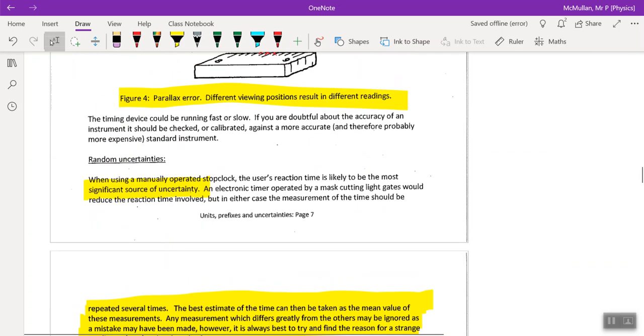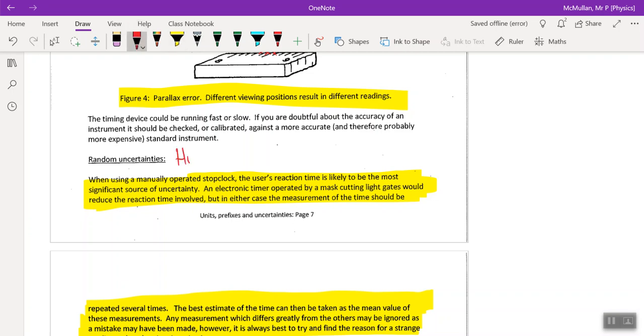Random uncertainties, we use a stop clock. The user's reaction time is likely to be the most significant. Just highlight this all as a source of error. If you used an electronic timer, this would take away human error.